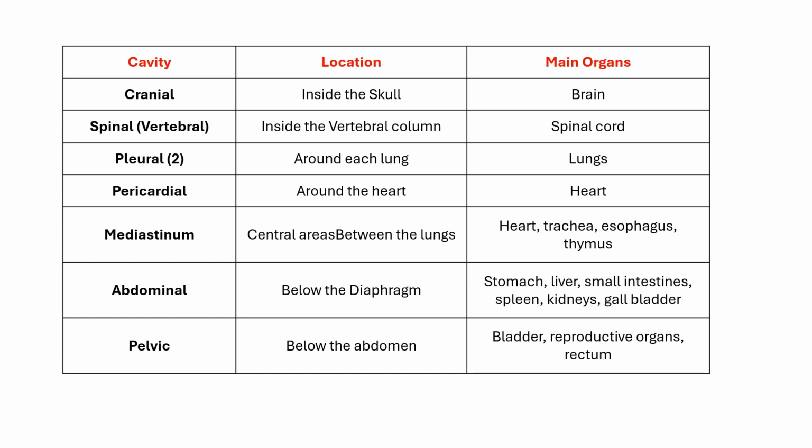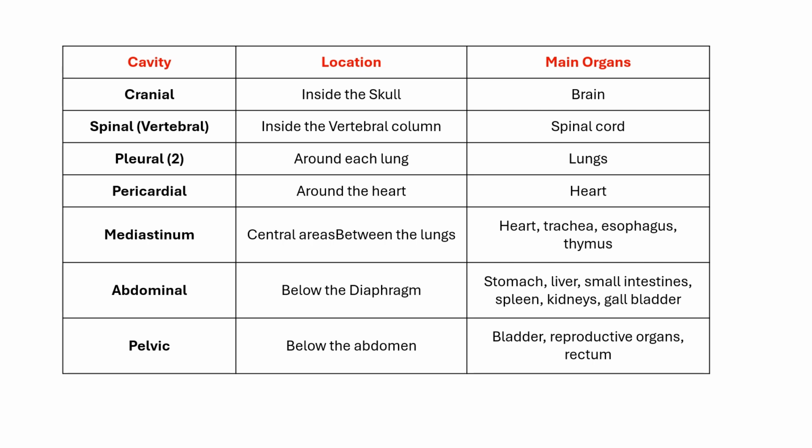It accommodates spinal cord. Next is two pleural cavities. One surrounds the right lung and other surrounds the left lung. Main organ it will accommodate is lung. And pericardial cavity, it will accommodate heart. And mediastinum, it is the central area between both the lungs. It will accommodate heart, trachea, esophagus, and thymus.